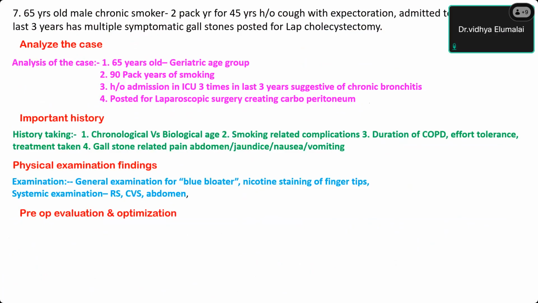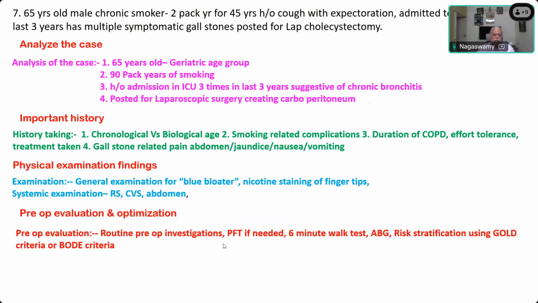And we have to improve the effort tolerance by preoperative chest physiotherapy and incentive spirometry. Routine pre-op investigation, PFT if needed, 6-minute walk test, ABG, risk stratification using GOLD criteria or BODE criteria.